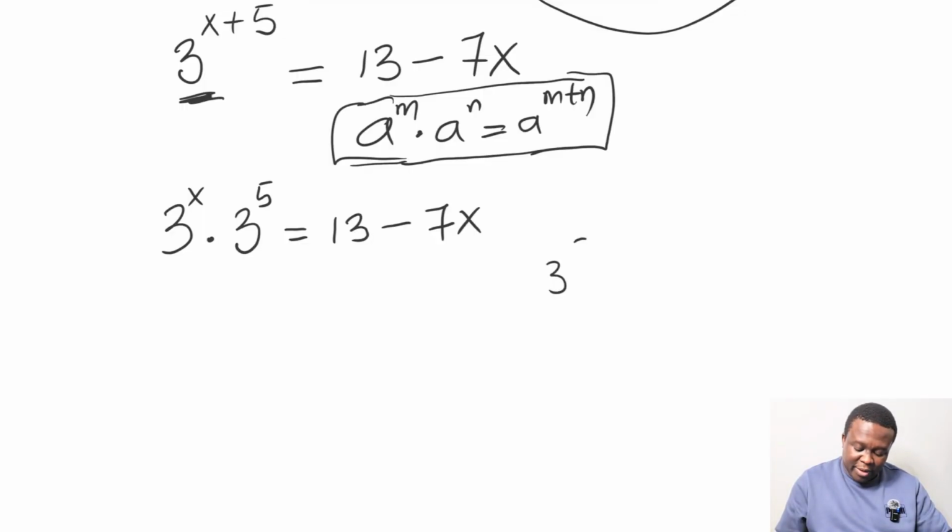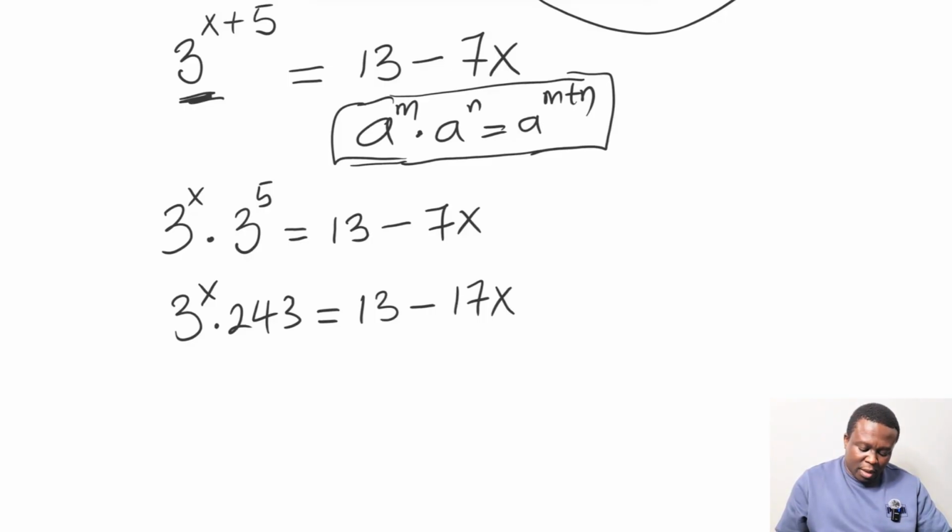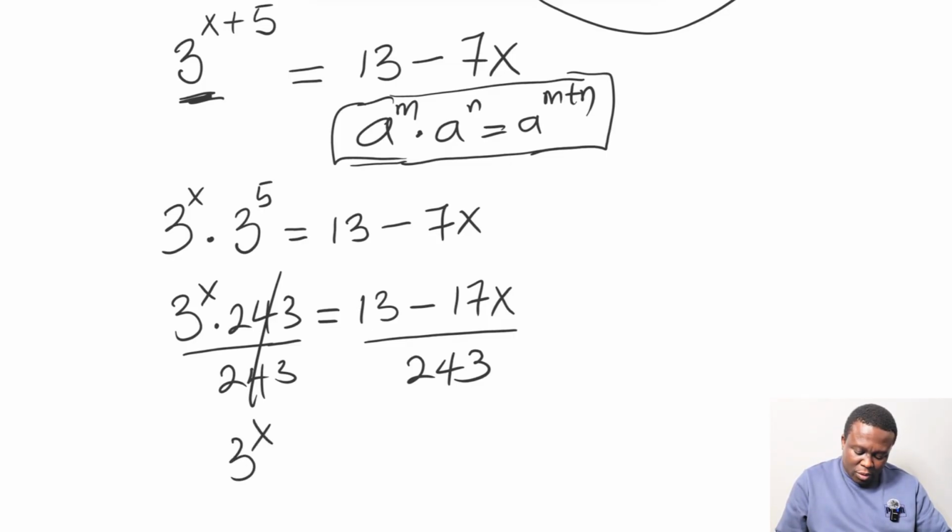Now, let's try to get rid of the 3 raised to the power 5. Well, we know that 3 raised to the power 5 is equal to 3 times 3 is 9, 9 times 3 is 27, times 3 is 81, times 3 would be 243. Okay? Right, so we have 3 to the x times 243 equals 13 minus 7x. So if we divide through by 243, we have that 3 to the x is equal to 13 minus 7x divided by 243.